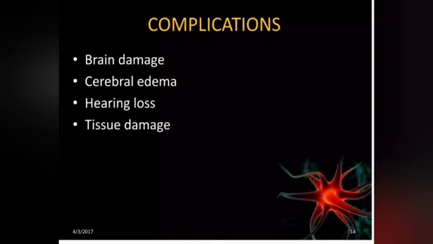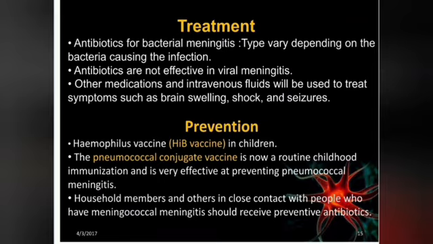And next, complications. Those who have meningitis may suffer brain damage, cerebral edema, hearing loss, and tissue damage. And then treatment: antibiotics for bacterial meningitis vary depending upon the bacteria causing the infection. Antibiotics are not effective in viral meningitis, so here we have to choose antiviral medications.